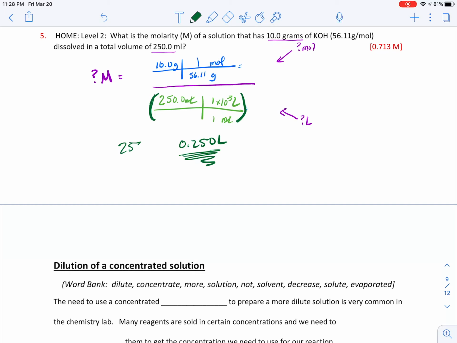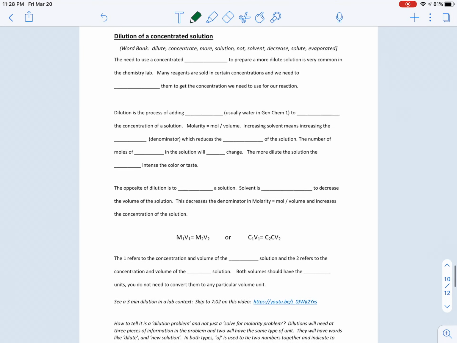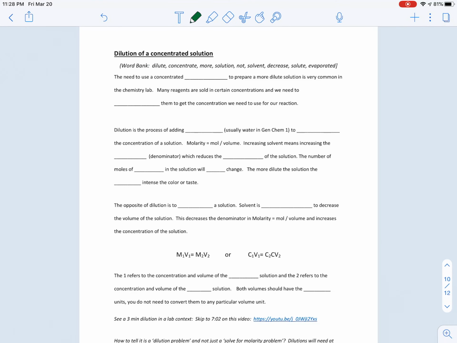Or you do the conversion in your head and you go ahead and say, oh, well, that's the same thing as 0.250 liters, which is a good thing to just be good at doing, is turning 250 milliliters and know that that's the same thing as 0.250 liters. Dr. Bean talks about that in our video. But when you end up, you're going to end up with this number in molarity.